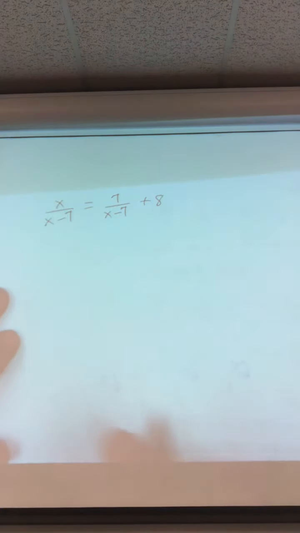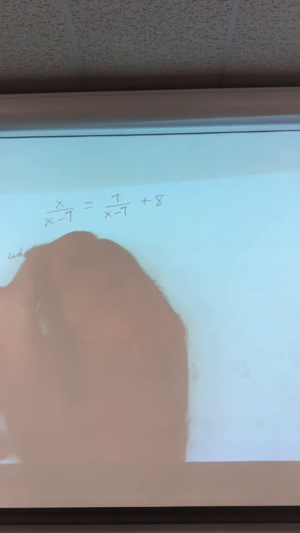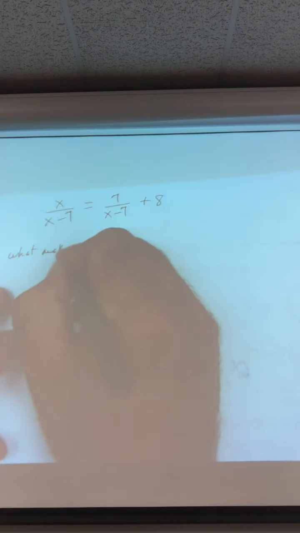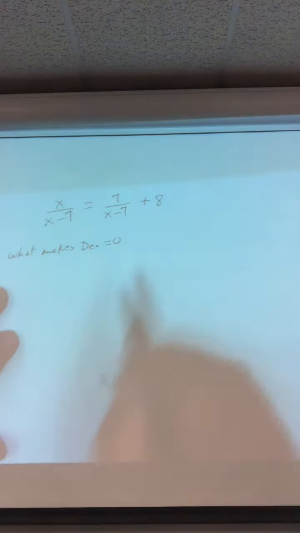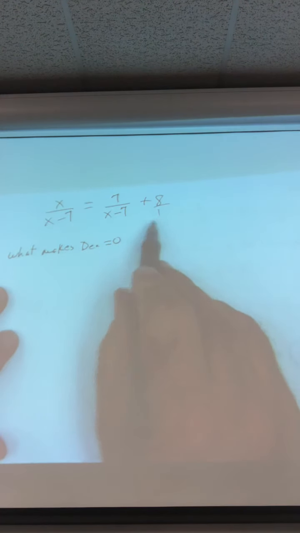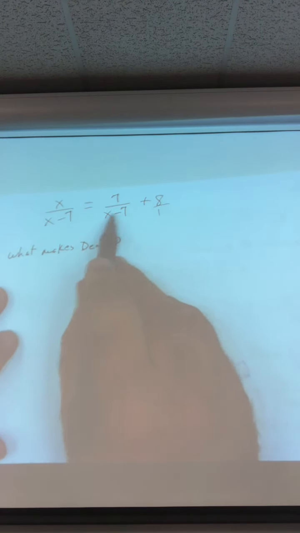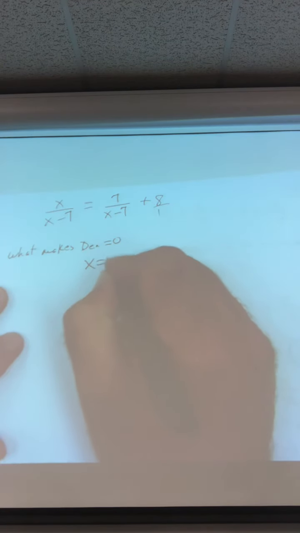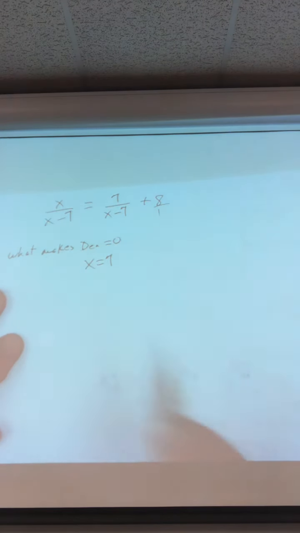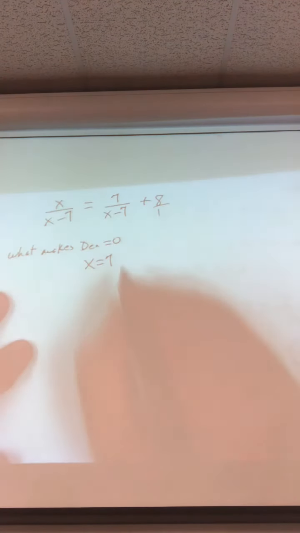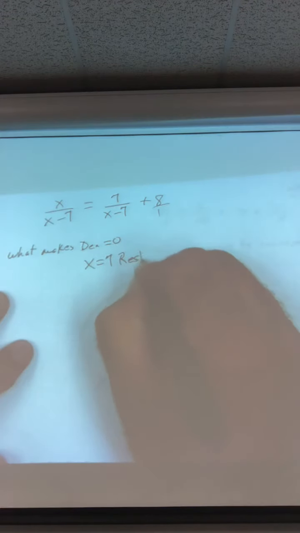All right, first, what makes the denominator 0? Well, nothing over here. What value of x would make that denominator be 0? 7. What about this one? 7. So, that is not your answer. That is your restriction.